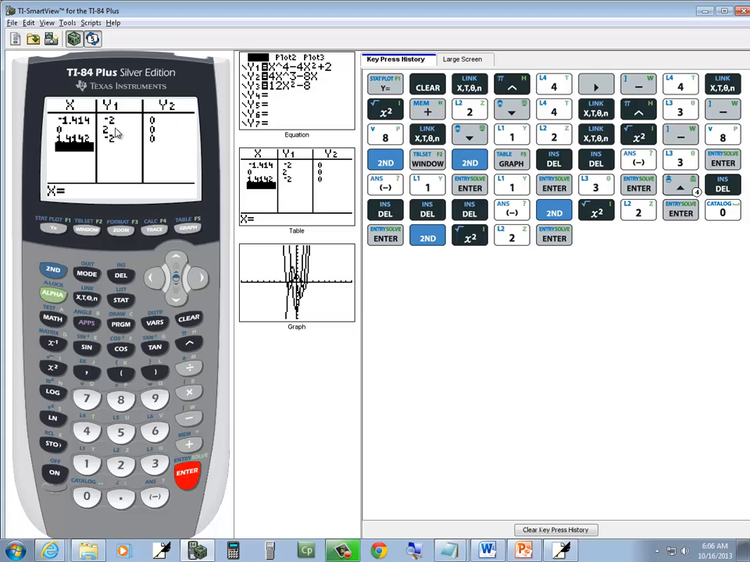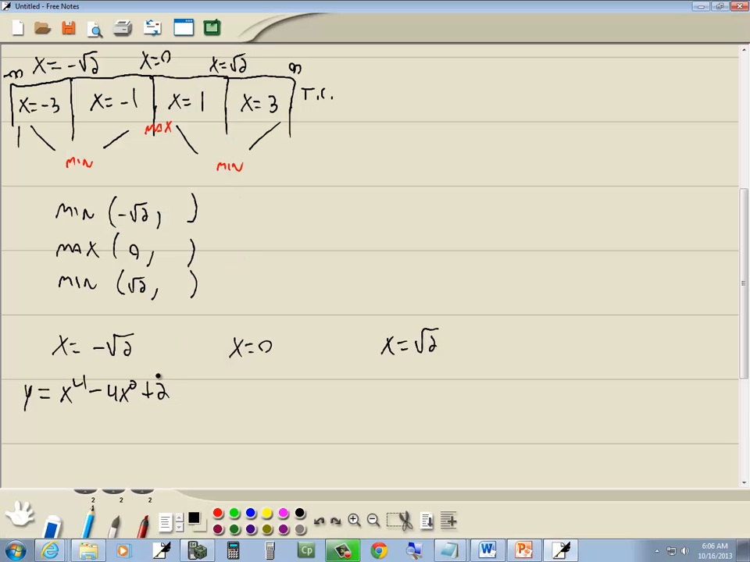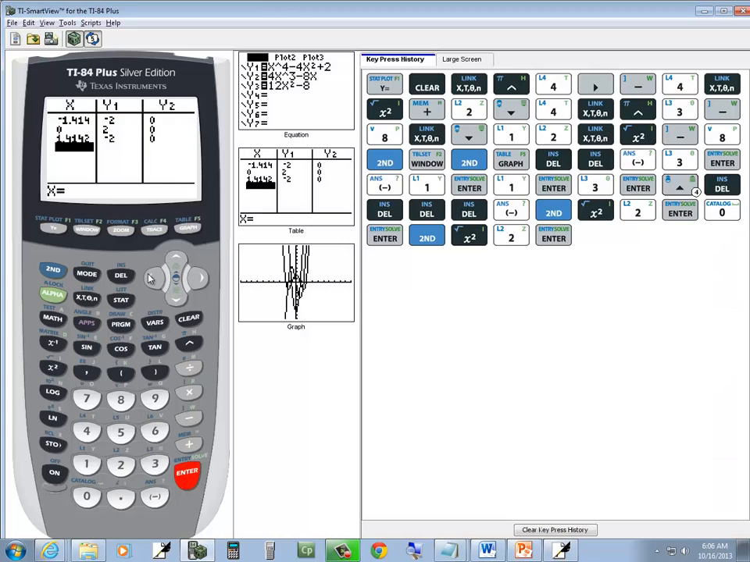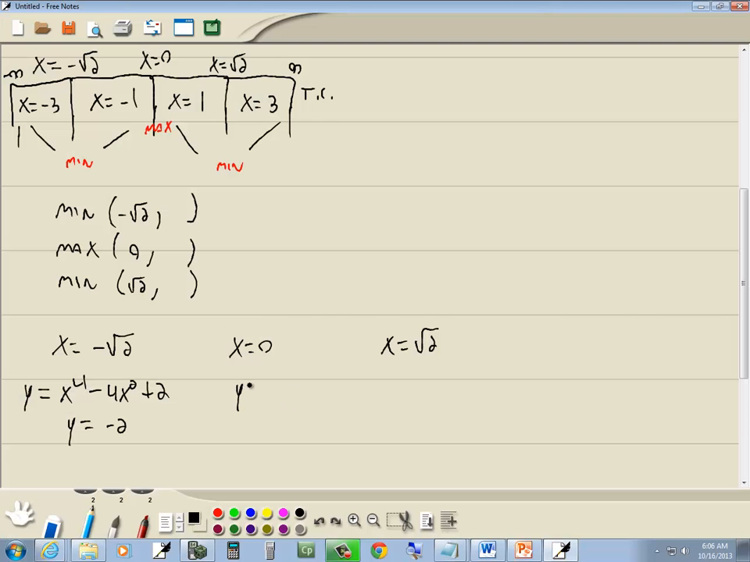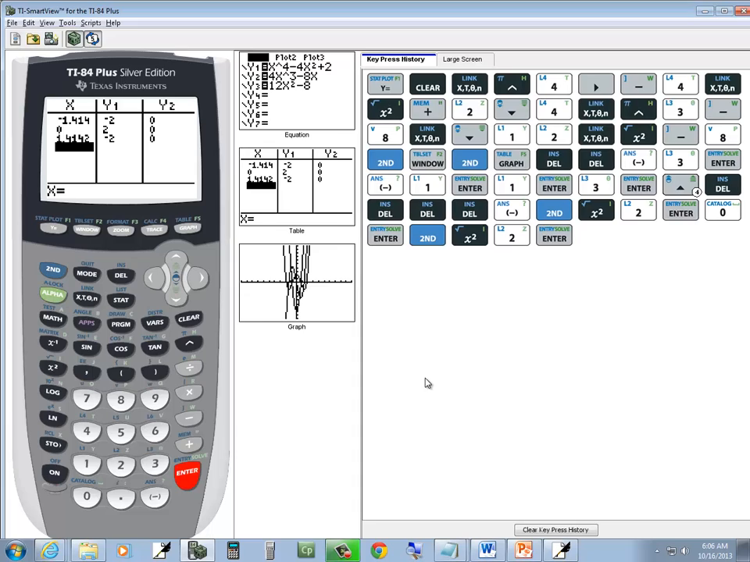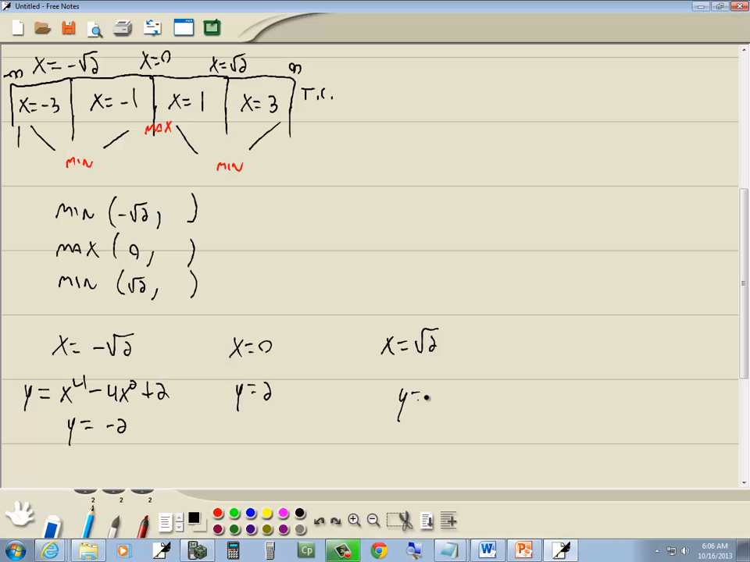Now the y1 is our function. So this one's going to give us y is equal to -2. The next one is y is equal to 2. And the next one is y is equal to -2. So this would be -2, this would be 2, and this would be -2. They don't always work out nice that way. If this had been the third power, then we would have had to get the exact answer. We'd have to go through and do it by hand.